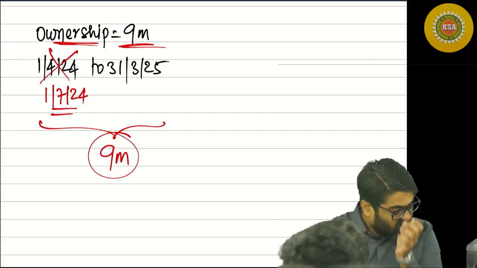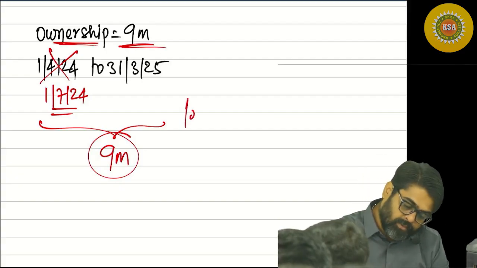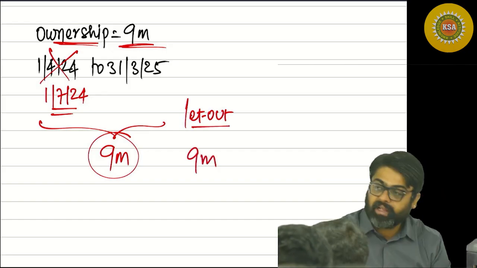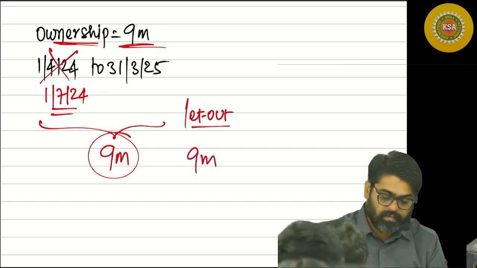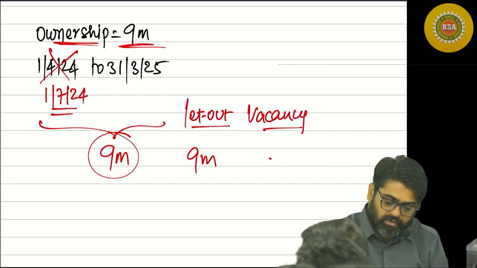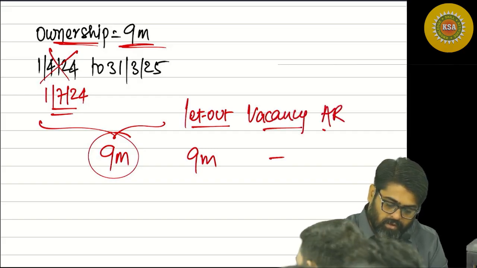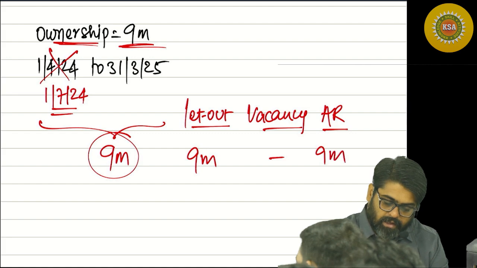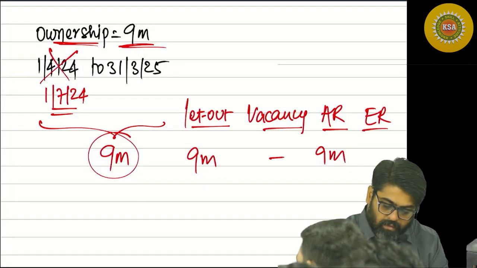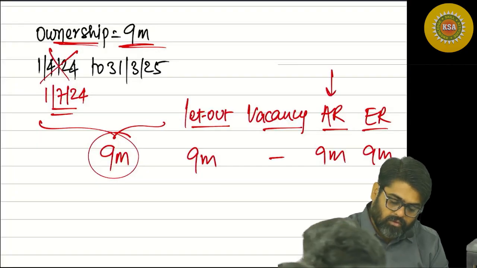Out of these 9 months, the property is let out. Can I say the property can be let out for the full 9 months? Yes or no? Will there be any vacancy? No. Tell me, actual rent for how many months? 9 months. Expected rent for how many months? Expected rent also for 9 months. Yes or no? For actual rent, what did you check?